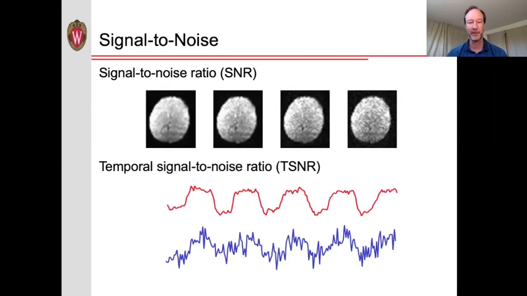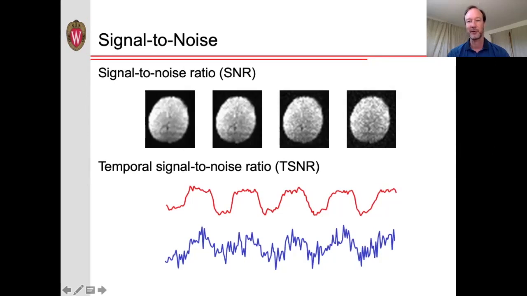However, for fMRI, what's critically important is the temporal signal-to-noise ratio. That is, the signal that we're interested in, in this case the contrast between the activated and inactivated areas, divided by the standard deviation of the signal over time, the noise of that signal over time. So what's shown here are two time courses with different temporal signal-to-noise ratios. For functional MRI, we're particularly interested in temporal signal-to-noise ratio because this is what determines our detectability of the BOLD signal.